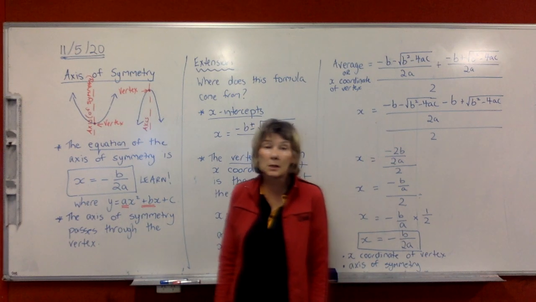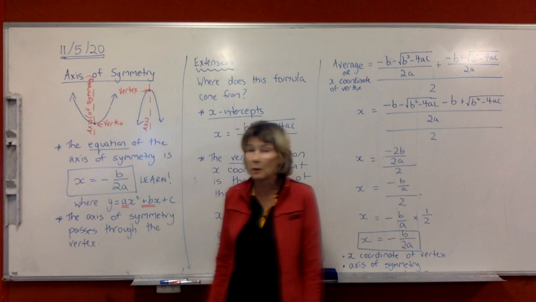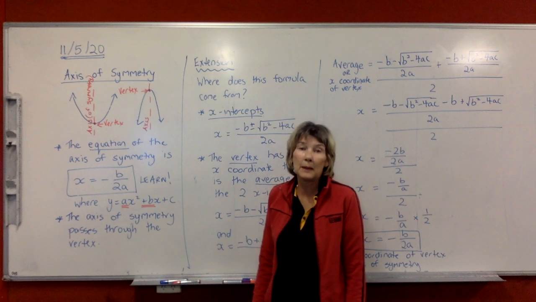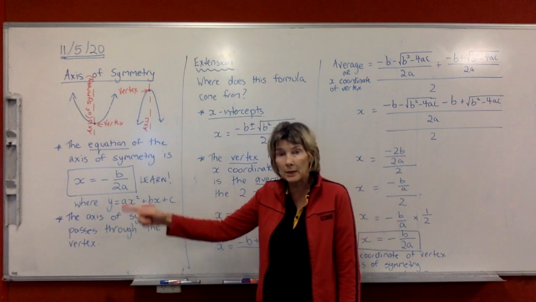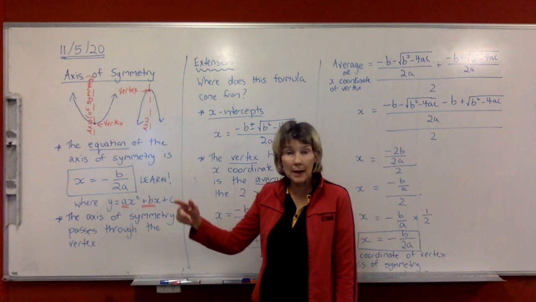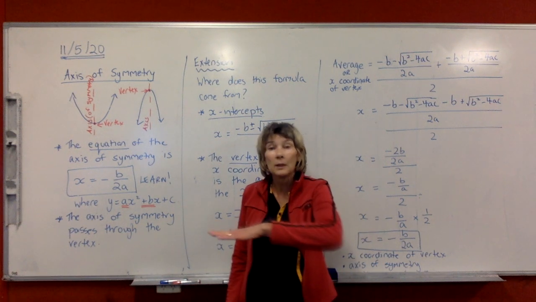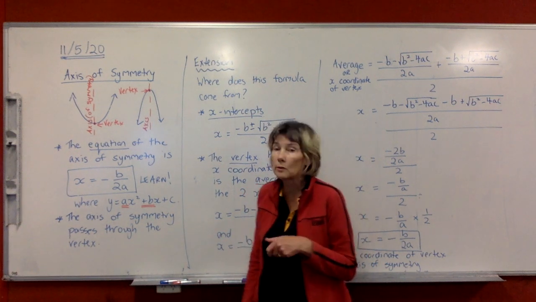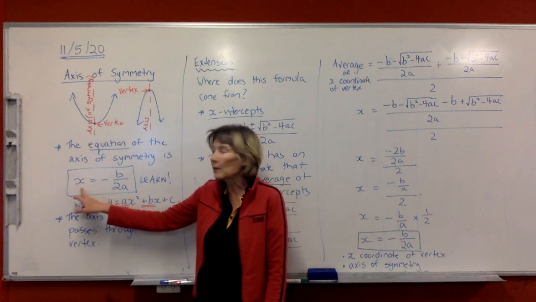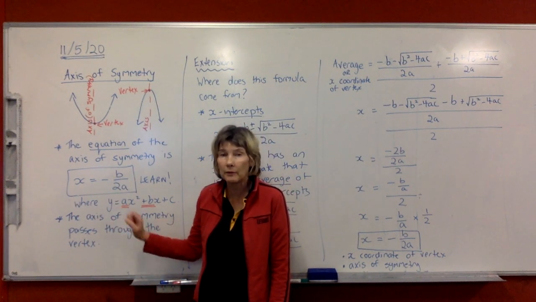Now when you get into senior school and you do year 11 and 12, they will start developing some more parabolas that are sideways parabolas. Those axes of symmetry will be horizontal, and they'll start with y equals, but we don't do those in year 10. So all of ours are going to be x equals minus b over 2a.